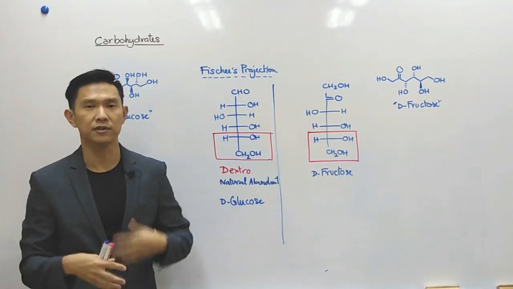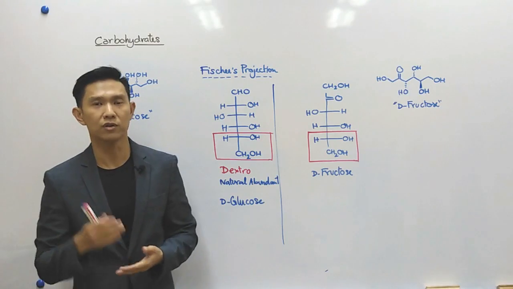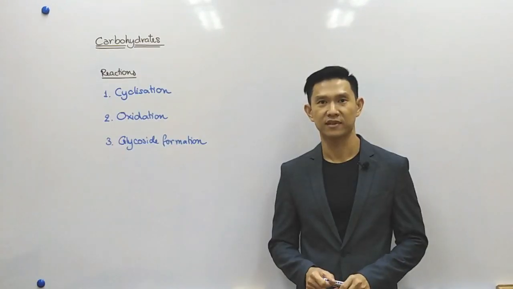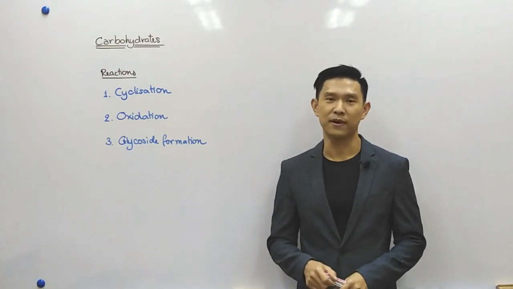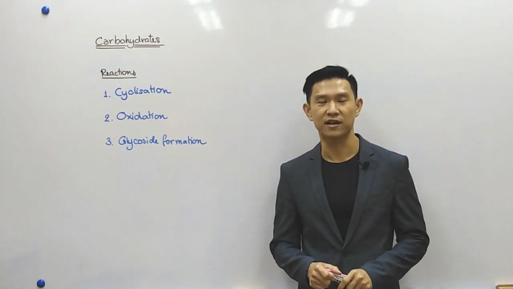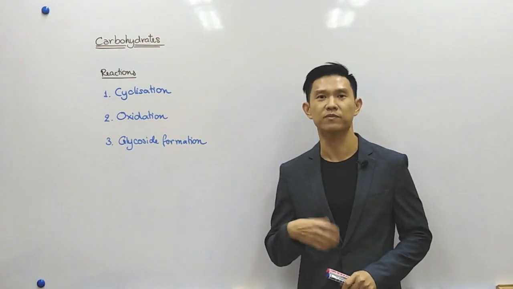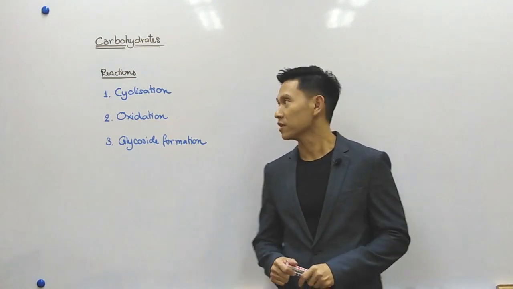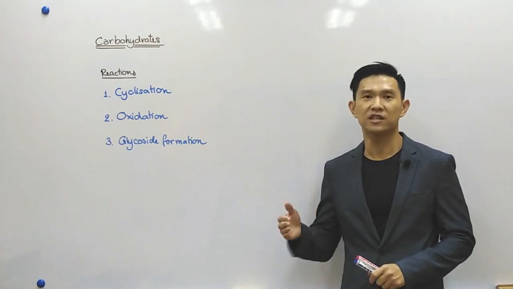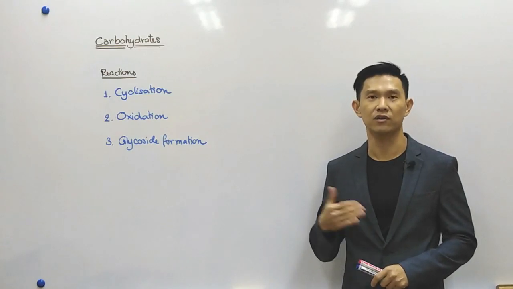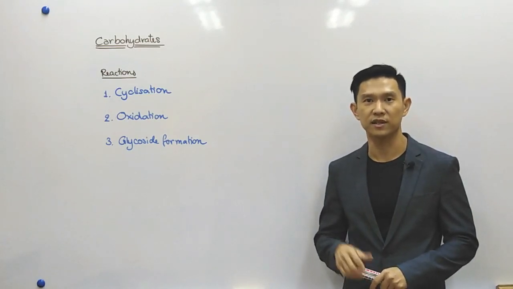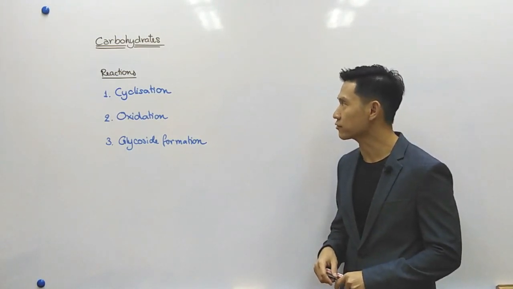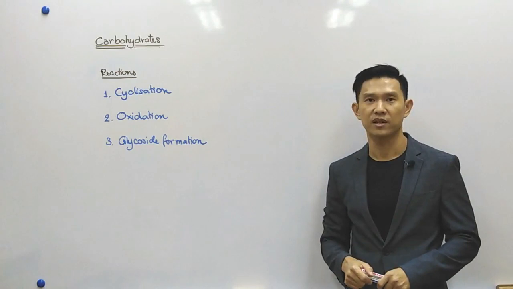So after we know the structure of the monosaccharide, now we're going to look at the reactions of the monosaccharide. Okay, so after we know about the structure of monosaccharides, now we're going to look at the chemical properties or chemical reactions of the monosaccharide. And of course, the chemical reactions here will lead to the higher order of the saccharides, to be disaccharide, polysaccharide afterward. Now let's begin with the very first reaction, the cyclization.